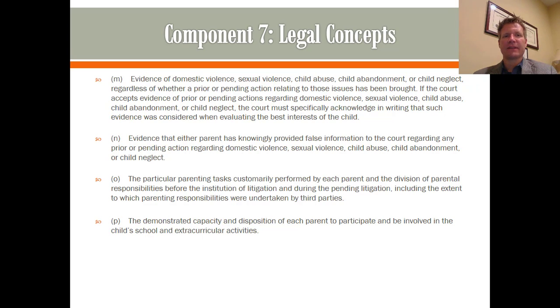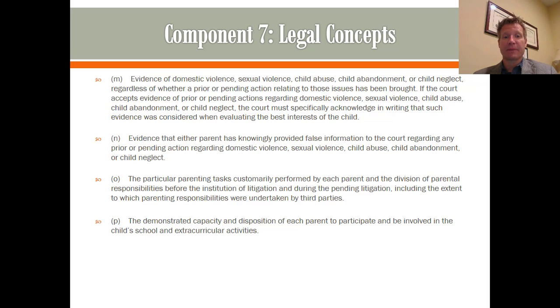If the court accepts evidence of prior or pending actions regarding domestic violence, sexual violence, child abuse, child abandonment, or child neglect, the court must specifically acknowledge in writing that such evidence was considered when evaluating the best interests of the child. N, evidence that neither parent has knowingly provided false information to the court regarding any prior or pending action regarding domestic violence, sexual violence, child abuse, child abandonment, or child neglect. O, the particular parenting tasks customarily performed by each parent and the division of parental responsibilities before the institution of litigation and during the pending litigation, including the extent to which parenting responsibilities were undertaken by third parties.